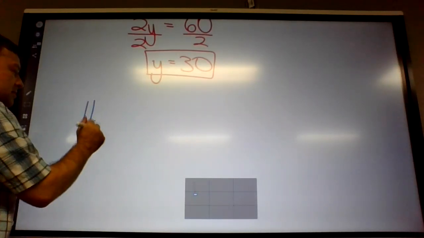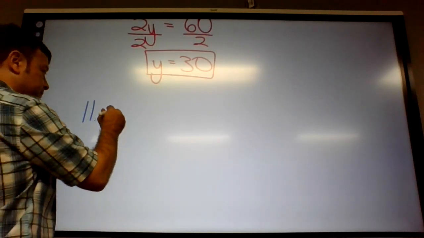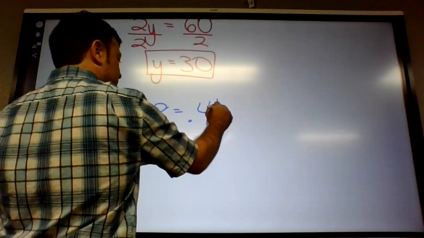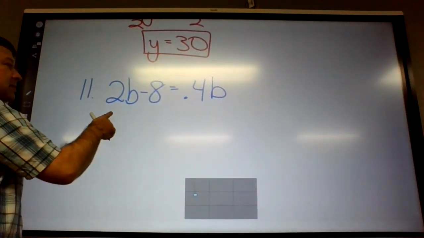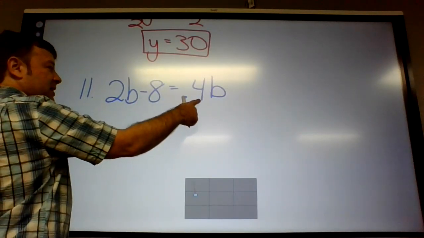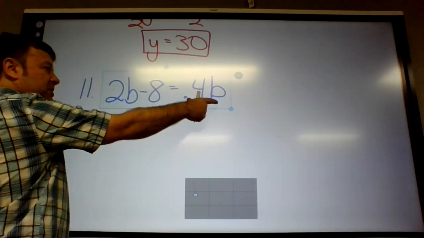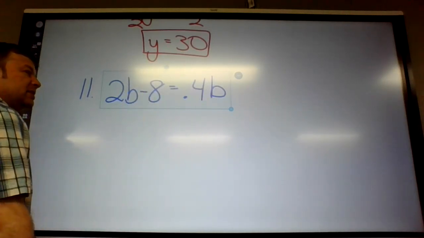Alright. Number 11, 2b minus 8 equals 0.4b. Okay, what's different about this problem? No fraction. Okay, now, you don't really need a trick to solve this decimal problem. What would we do normally? Add 80. Well, since there's b's on both sides, I would probably subtract 2b to get all my b's on one side and then divide whatever was left.